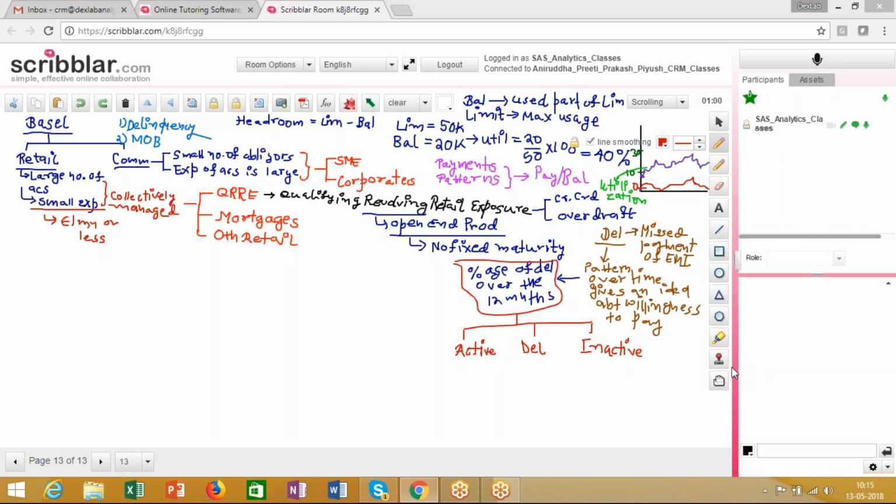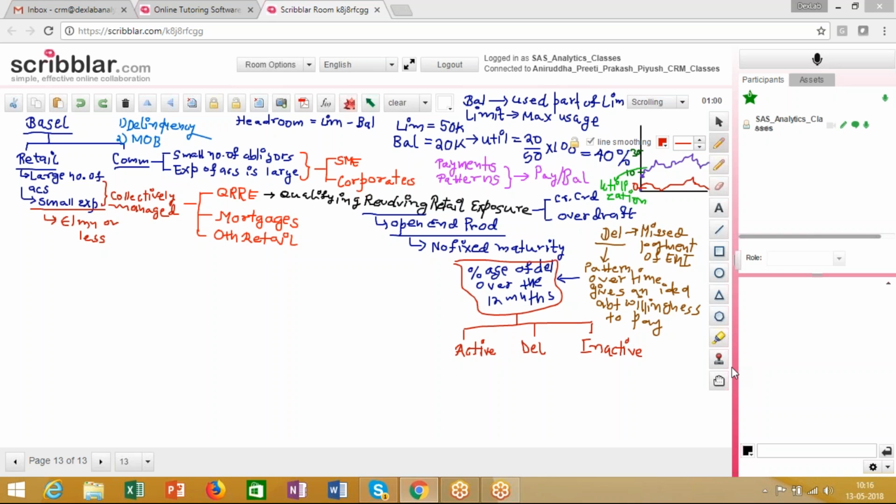Okay. As I was saying, for these three segments, the active, delinquent and inactive segments, for the inactive segment generally no separate models are developed. Based on historical experience, a PD is assigned to it with a buffer, because you do not have any way to identify what their behavior could be.